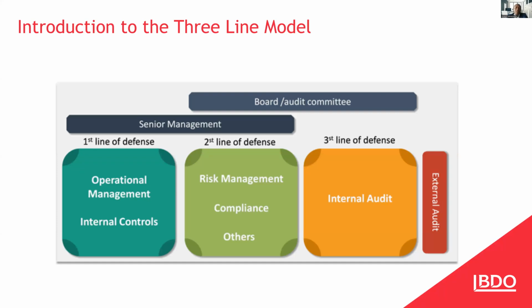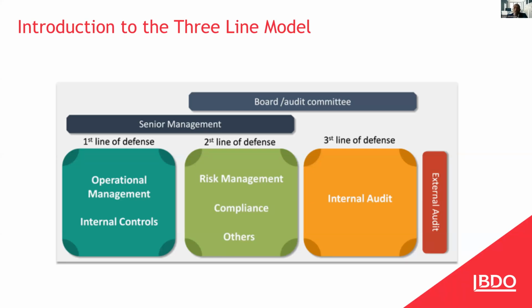So let's start with the basics. The three lines model, which was previously known as the three lines of defense, is a structured approach designed to help organizations manage risks and ensure effective governance. The main goal of the three-line model is to ensure that internal controls are robust, that risks are systematically managed, and that organizational objectives are achieved efficiently, which is in line with the general description of the risk management process as a whole.